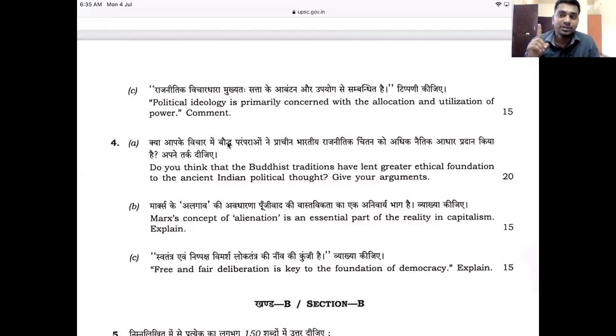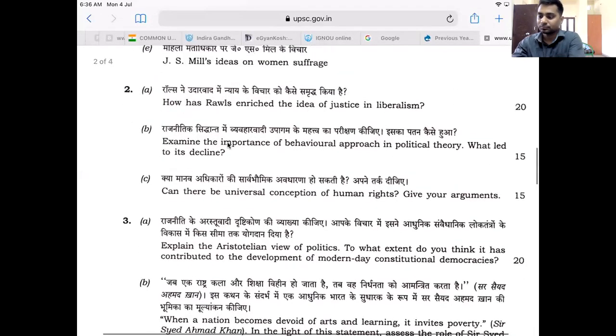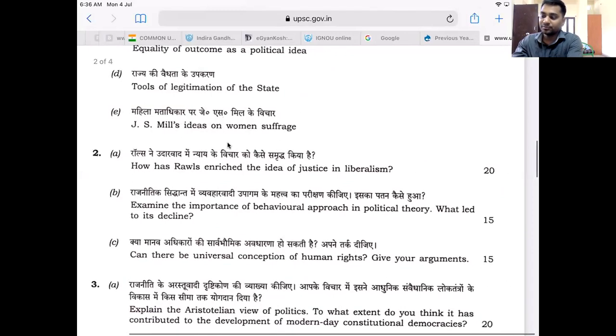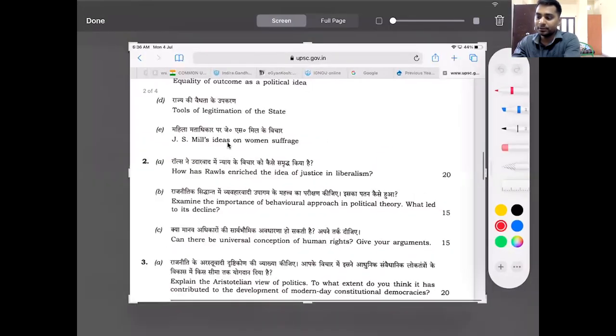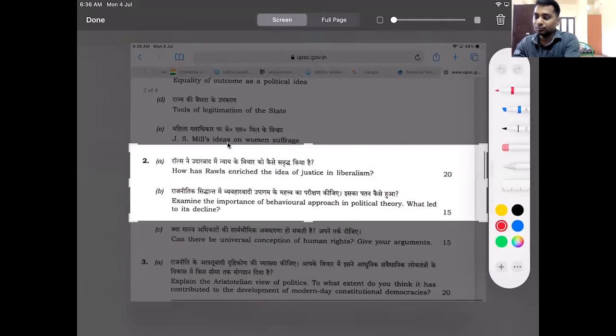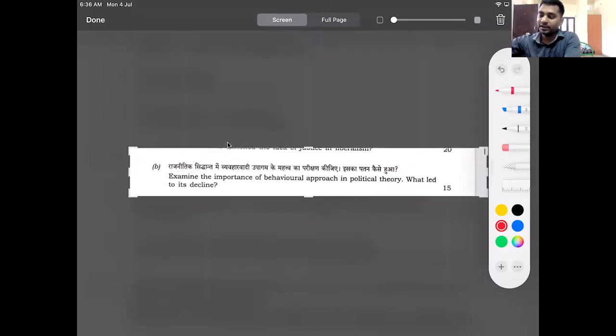So you have one question in chapter 1, unit 1 of Paper 1 in 2021. What is that? This is the one. Examine the importance of behavioral approach in political theory, what led to its decline. This is the topic that they have given.